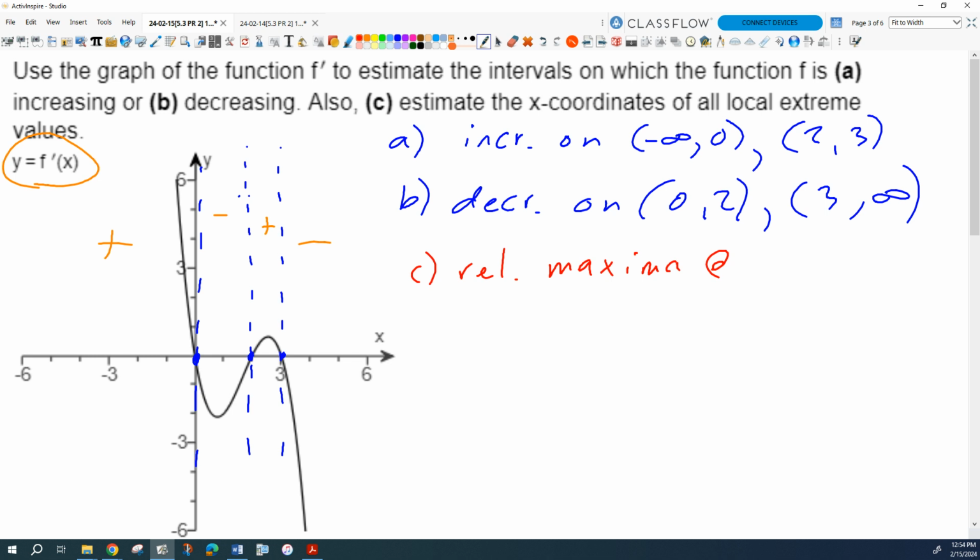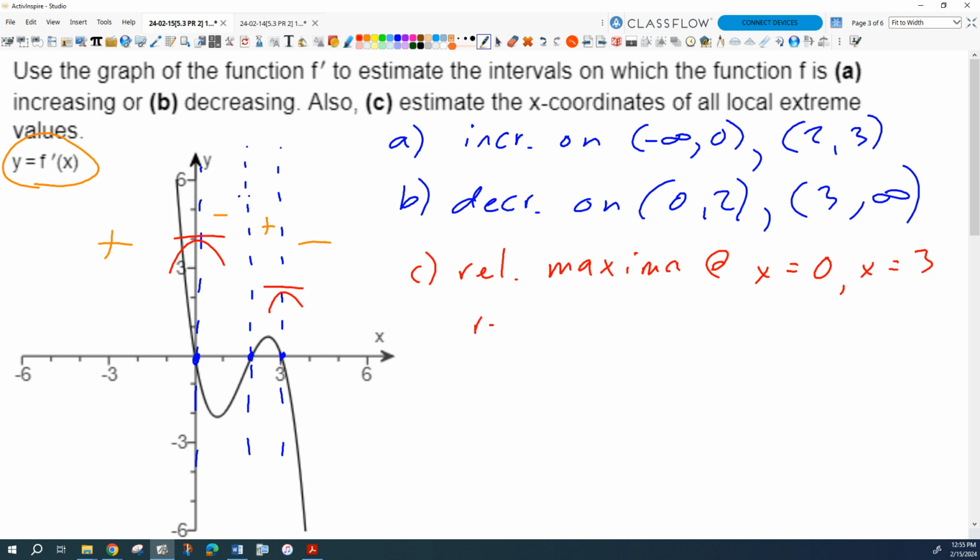0 would be, wouldn't it? Because at 0, we're transitioning from positive to negative. Agreed? Positive first derivative to negative first derivative. So that's a maximum. So at x equals 0, any place else? 3. Yeah, 3 is a place where we're transitioning from positive to negative. So that's also going to give us a maximum, right?